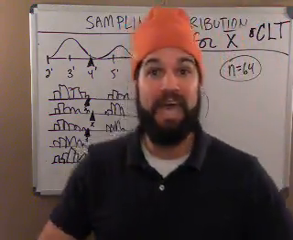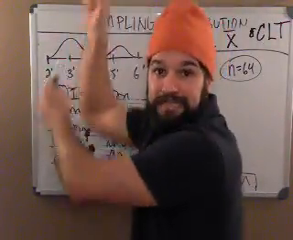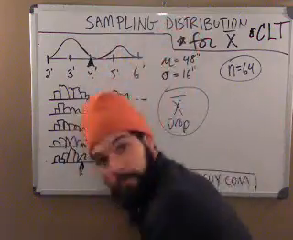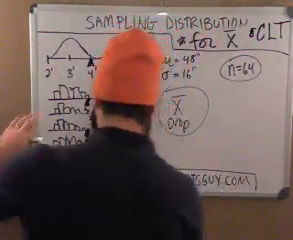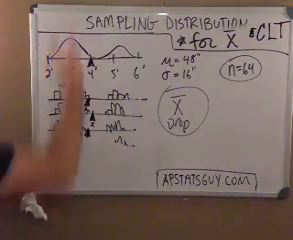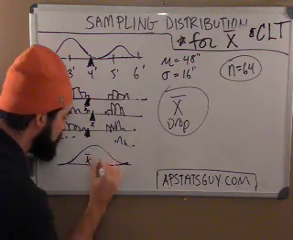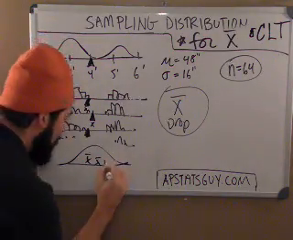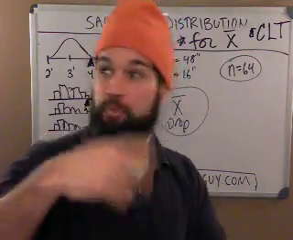And right when I did that, all of these X bars fell straight down like this. Boom! The X bars would all fall down and land in a pile, and I'd have a pile of a bunch of X bars. That pile of X bars is the sampling distribution. That's what we're talking about.